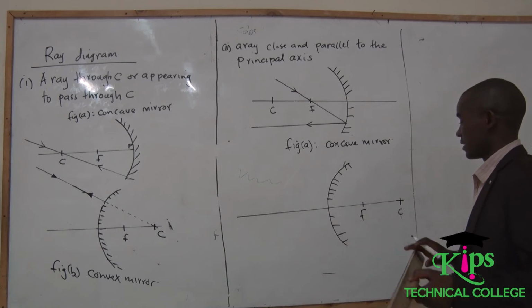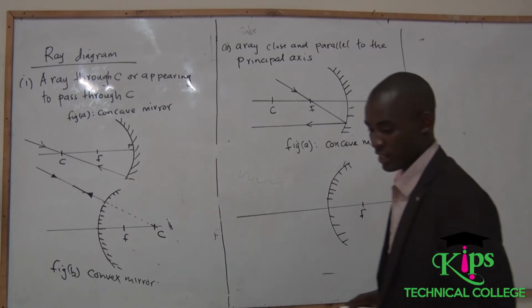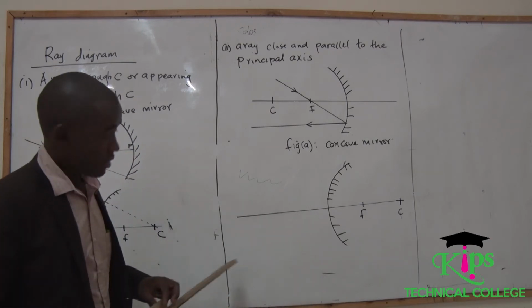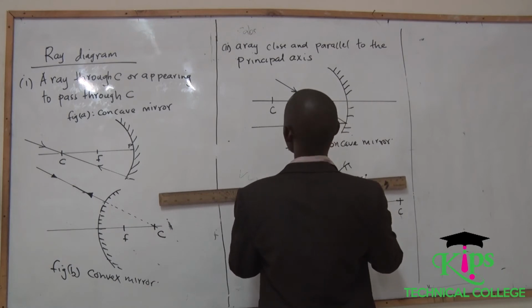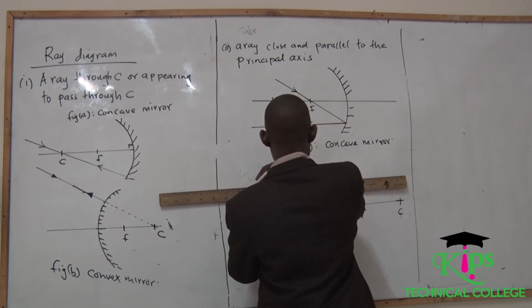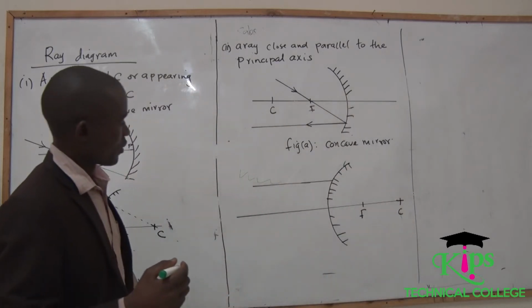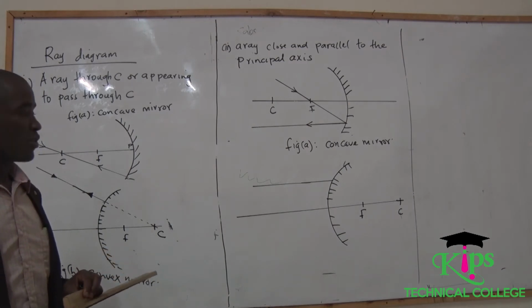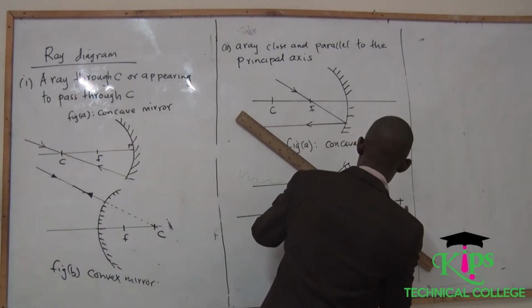So if there is a ray that is directed towards this point, if there is a ray that is directed to this mirror like that, when it is reflected, it will be reflected in such a manner that you may think it was coming from the focal point. So you can draw this.